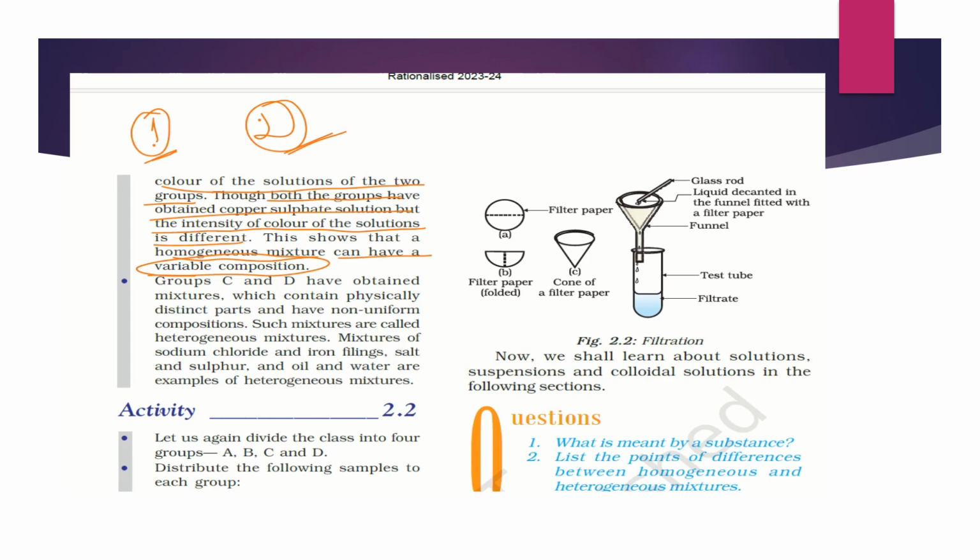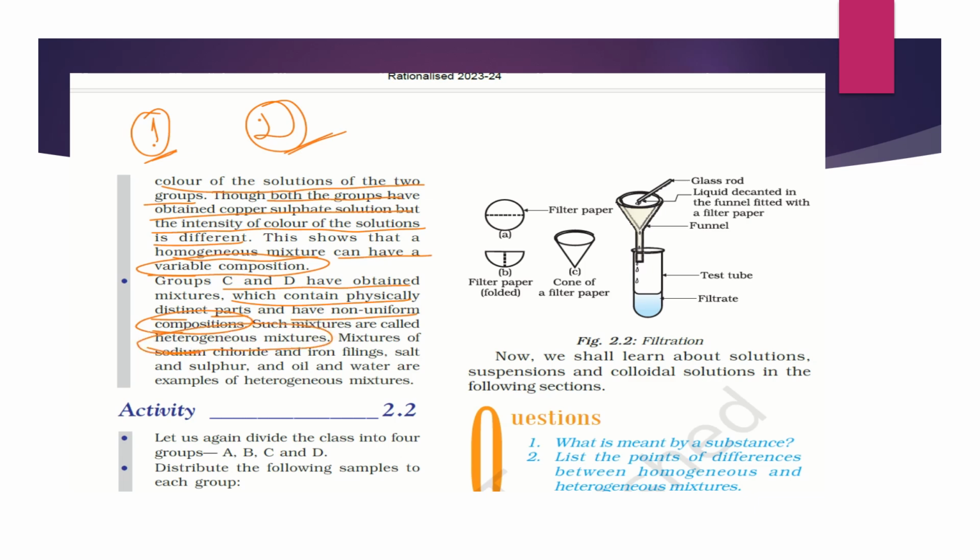Now, groups C and D have obtained mixtures which contain physically distinct parts. They have non-uniform compositions because they have sodium chloride, potassium permanganate, and copper sulfate. So they have different compositions. These are heterogeneous mixtures.